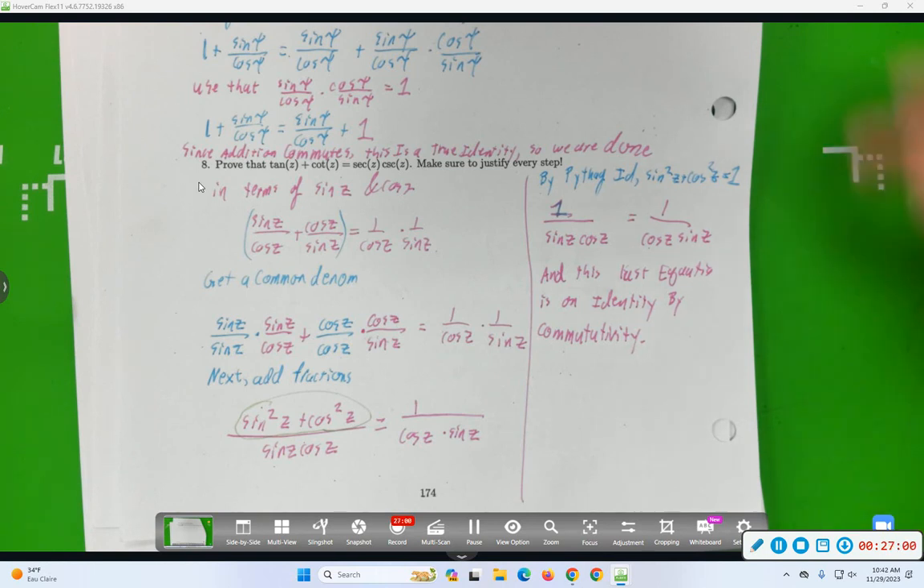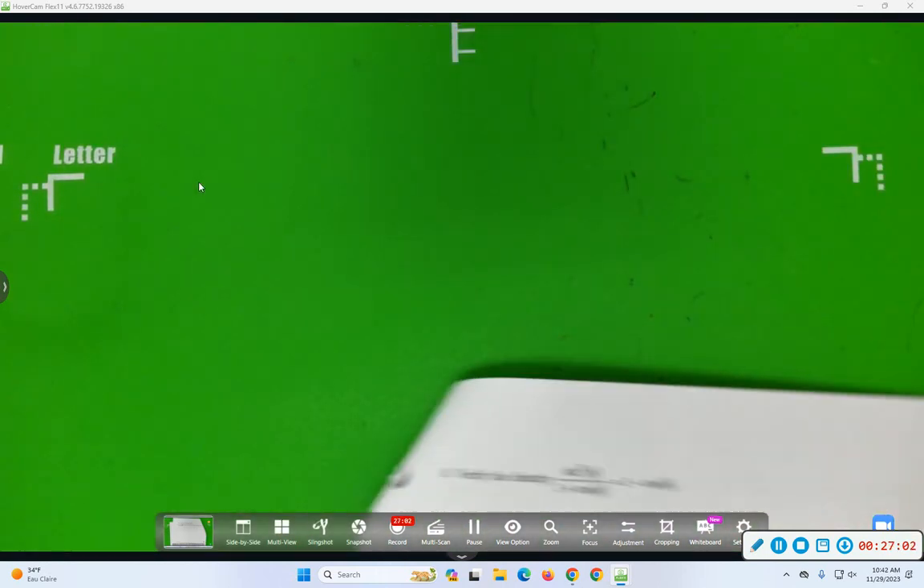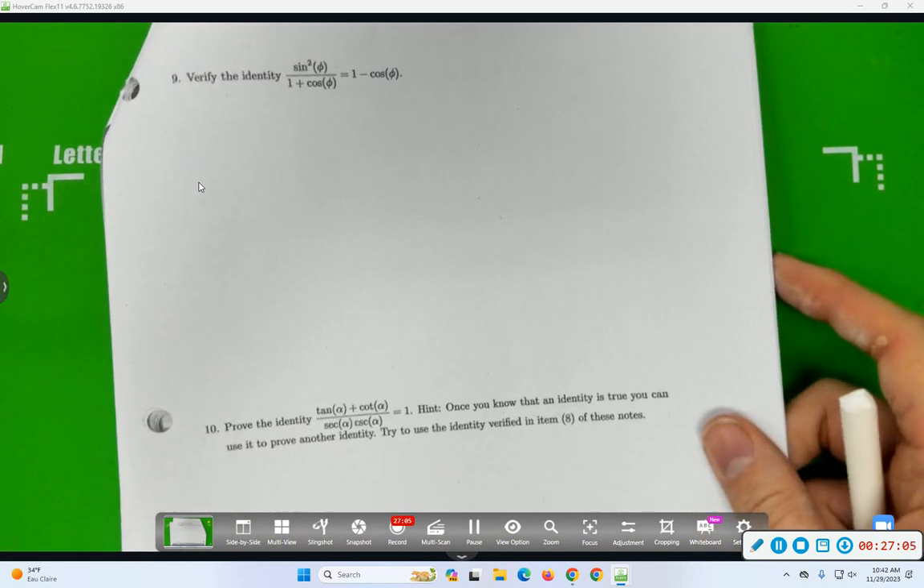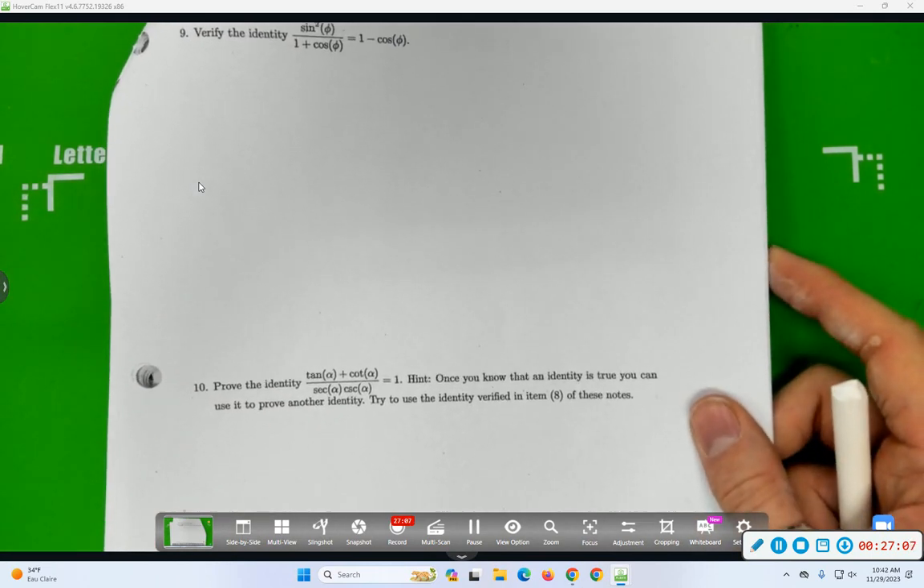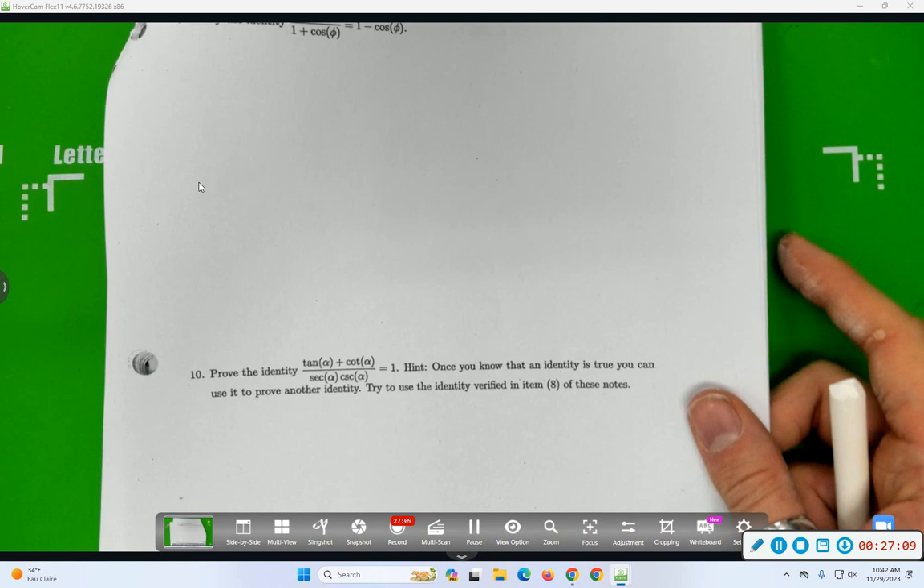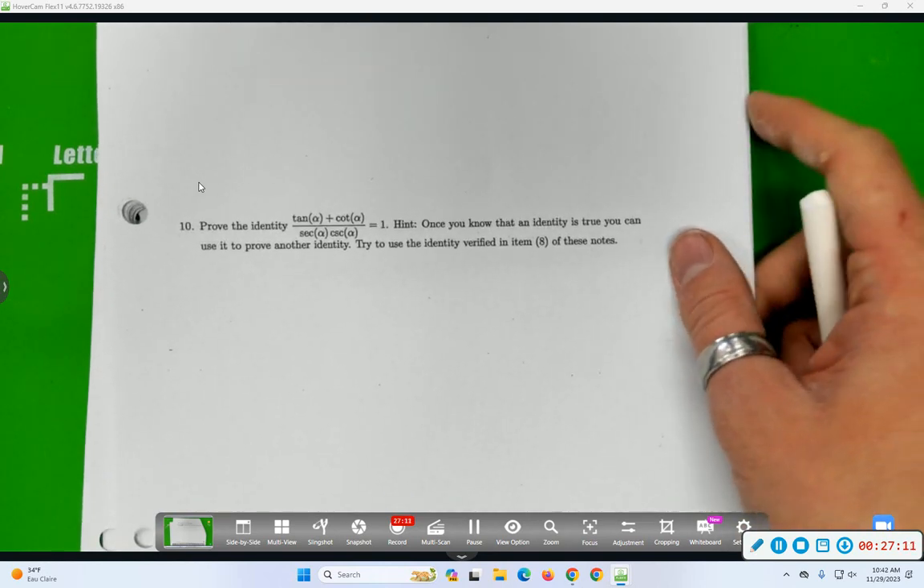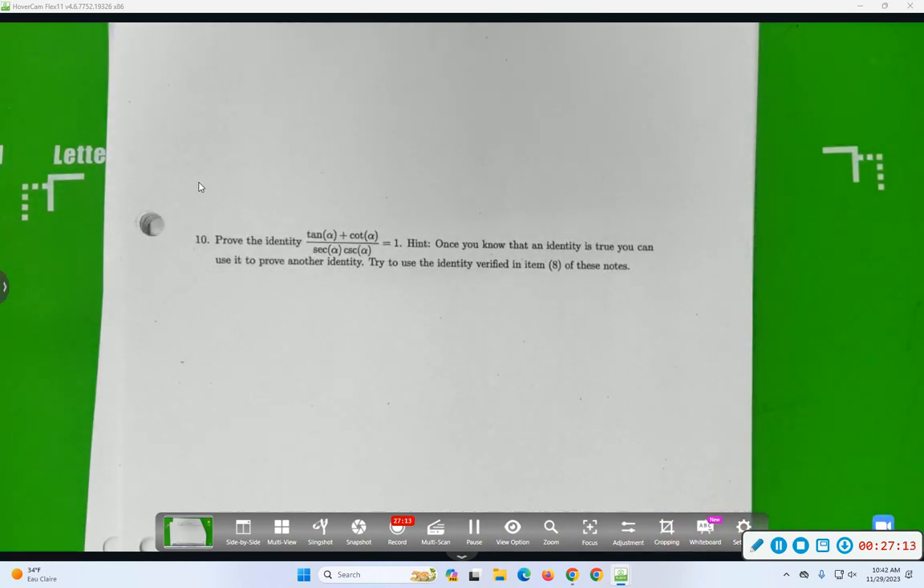So, let's carry on. Let's go to the next page. I think in the interest of hitting an idea that we haven't hit yet, I'm going to jump down to item 10.